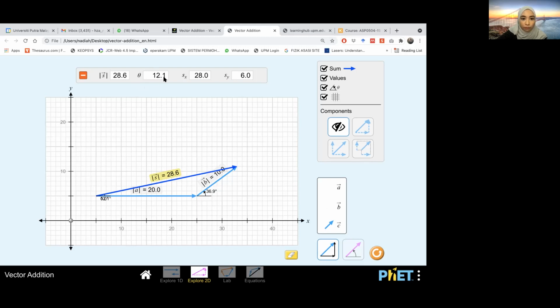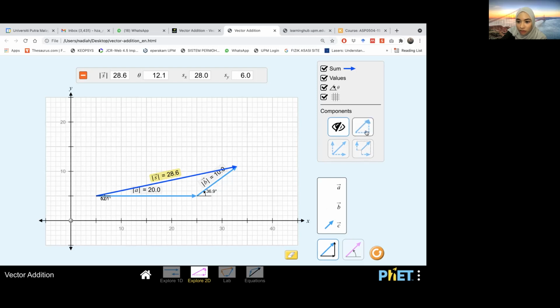The angle is 12.1. And then, okay, this is where I want to introduce you to something new. This is SX 28, SY 6. What is that? So I have this S vector, and it's telling me the x component of S vector is 28 in length, and the y component of vector S is 6. So what does this mean, right?